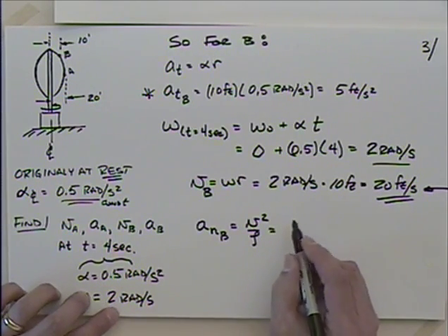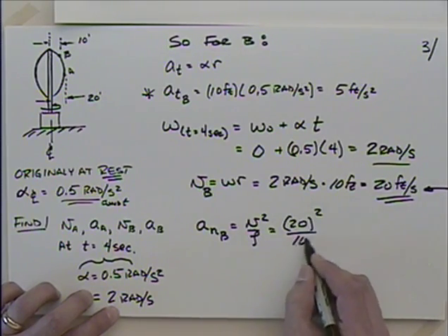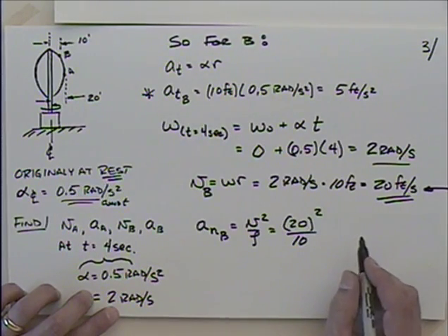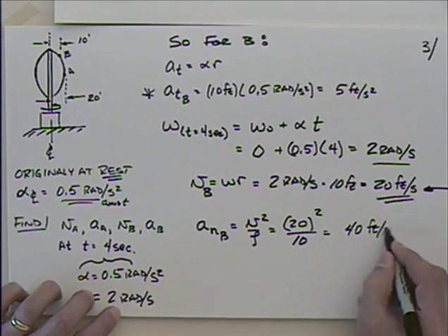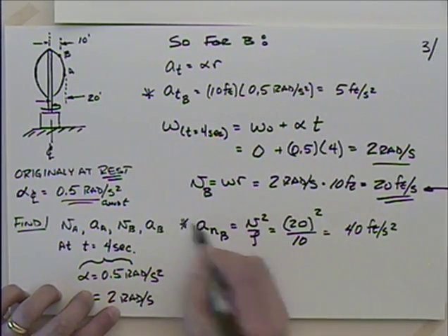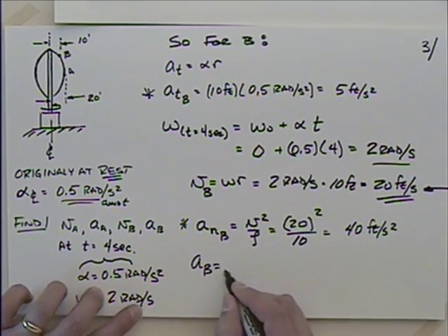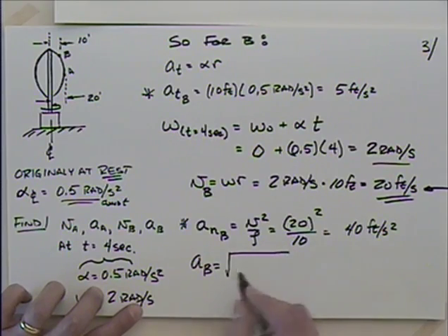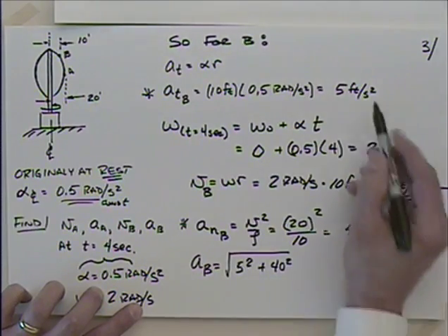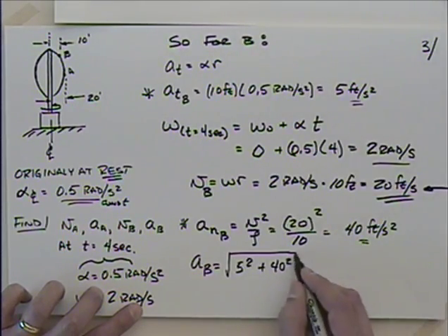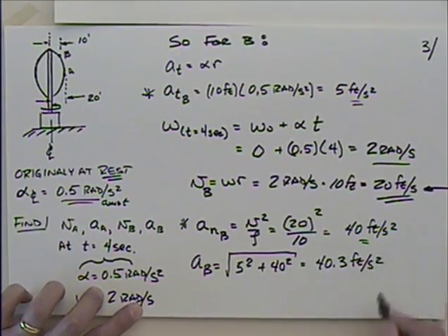But we've got the velocity, that would be 20, we just found that, squared, divided by what's our radius of curvature? 10. It's 10 feet. And that turns out to be what? 400 over 10, 40 feet per second squared. So now if I combine those, I could say that the acceleration at b is going to be equal to the square root of 5 squared plus 40 squared. So I'm just using this one and this one, which gives me 40.3 feet per second squared.